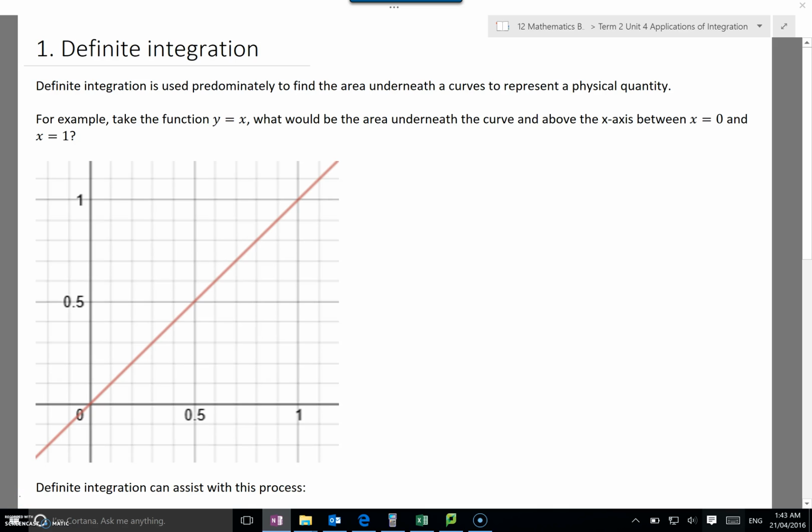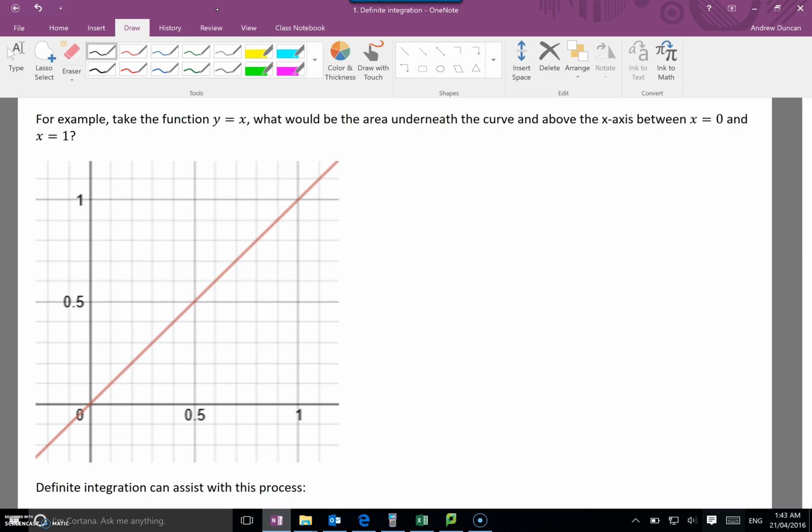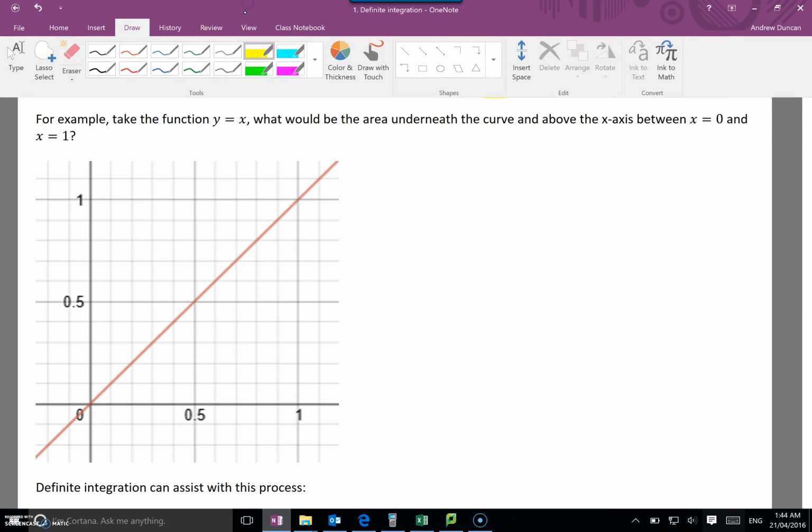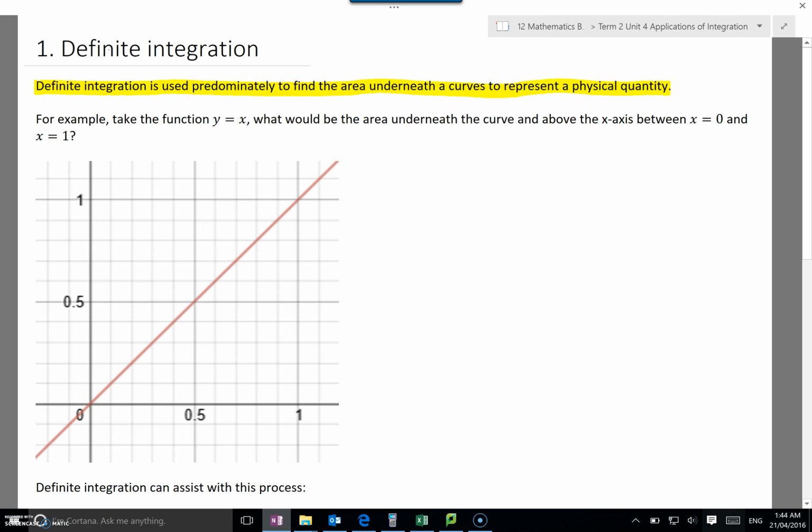The idea of this lesson is an introduction to definite integration. This starts with just a basic definition of definite integration, used predominantly to find the area underneath a curve to represent some physical quantity. In future lessons, we'll look at what these quantities are. It could be a distance, could be a total energy usage. Basically, anything that would normally multiply, we'll be finding areas under curves.